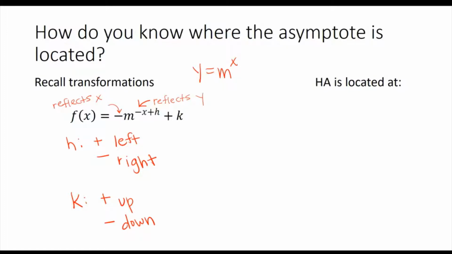But what does all this have to do with a horizontal asymptote? The horizontal asymptote is located at y equals k. So whatever we add to the end of our equation is where our horizontal asymptote is. If there's nothing added, it's a 0.